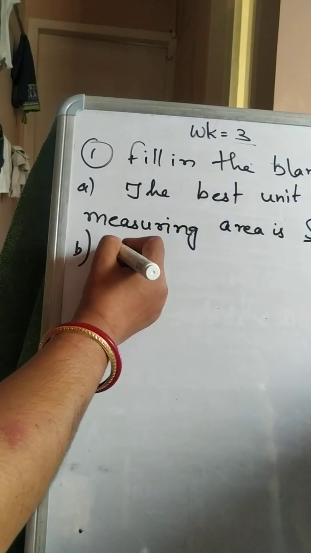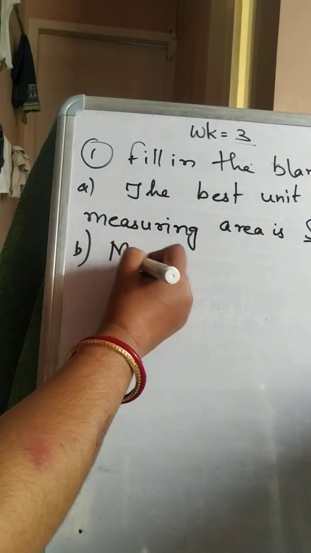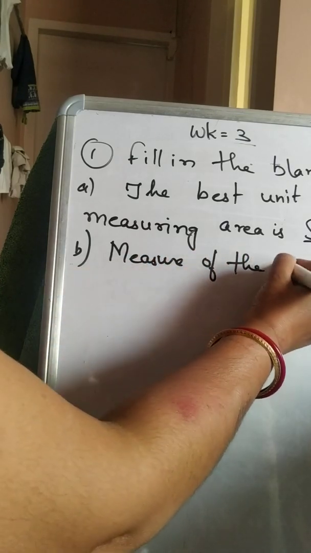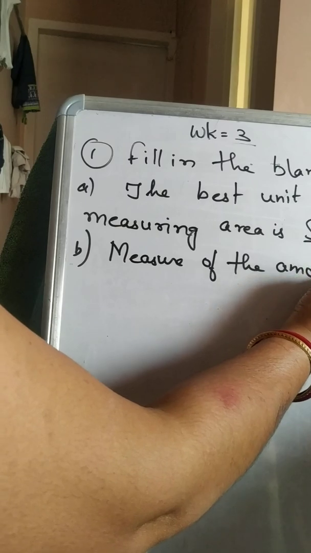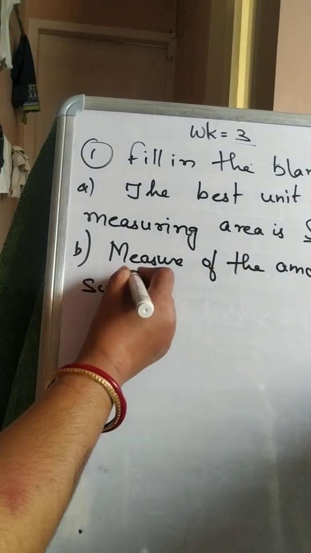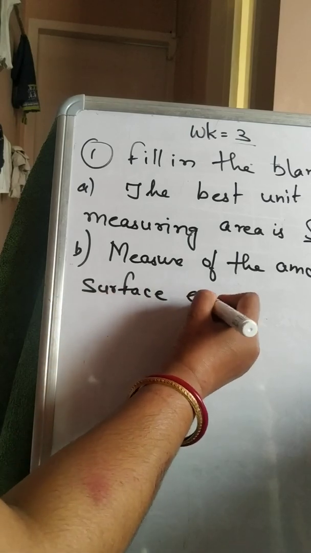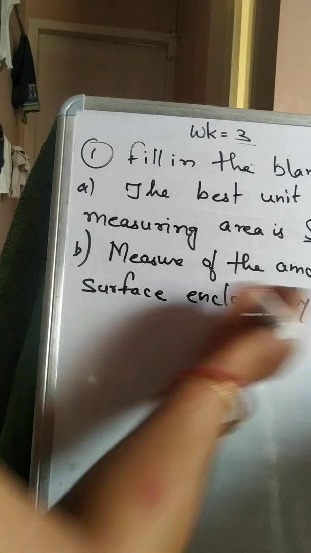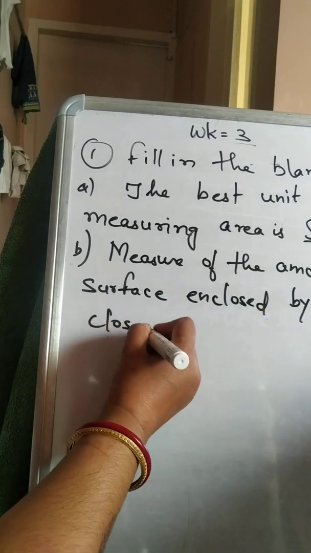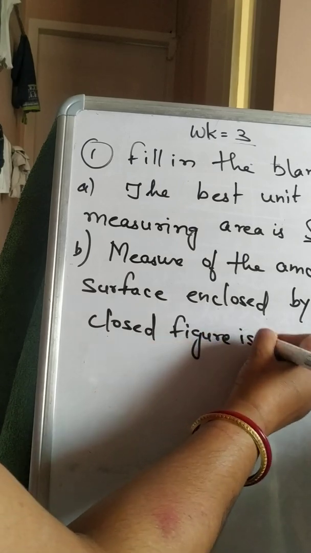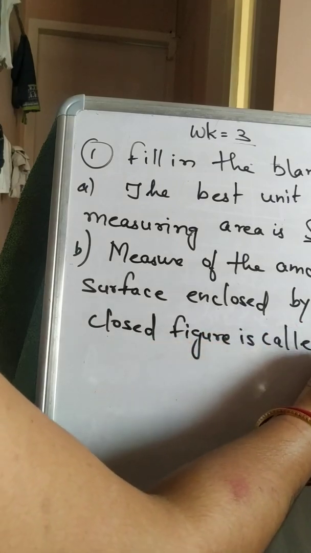B. Measure of the amount of surface enclosed by a closed figure is called what? Area.